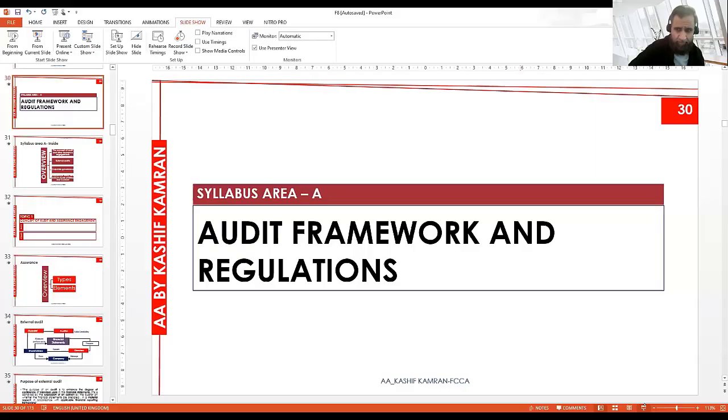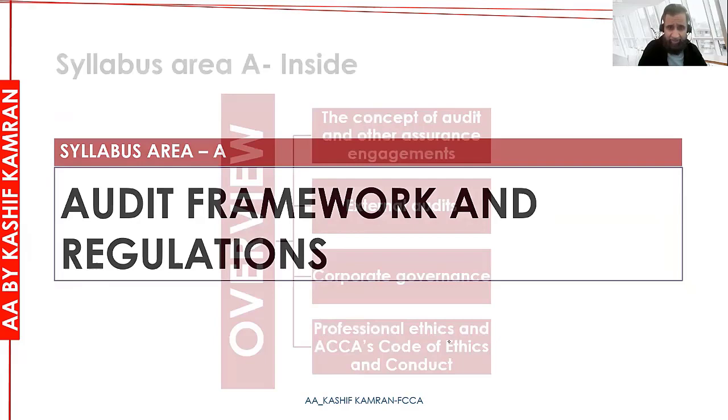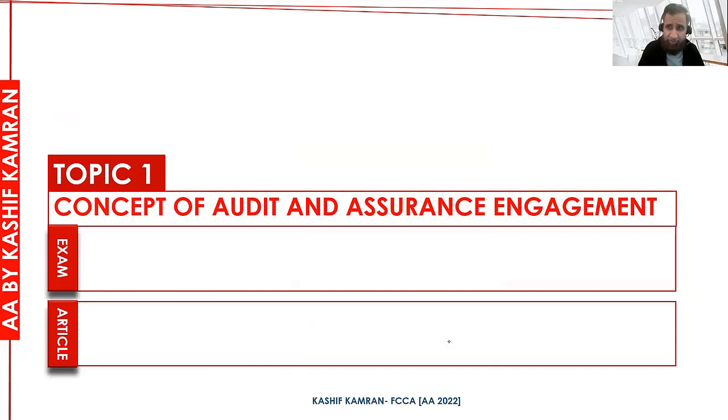Okay, can you see the presentation back again? Suppose I open syllabus area A tomorrow. This is syllabus area A, and these are the four topics inside it as per the AA syllabus. We'll open the first topic. Every time I open a topic, you will see two boxes on your screen: a box of exam and a box of article.